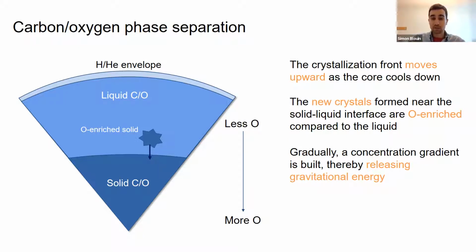By moving the oxygen ions around like this, you are, of course, releasing gravitational energy. So it's also a new source of energy for the white dwarf. It's excess energy that it has to get rid of. So it also slows down the cooling of the white dwarf by an amount that is of the same order of magnitude as that induced by latent heat release.